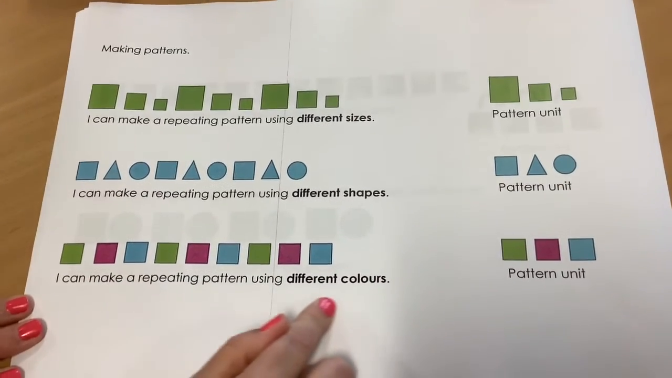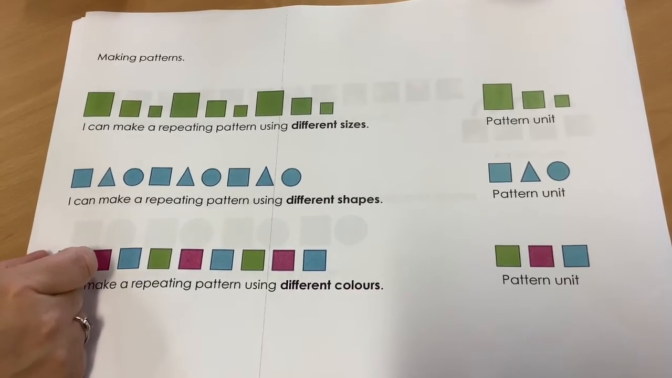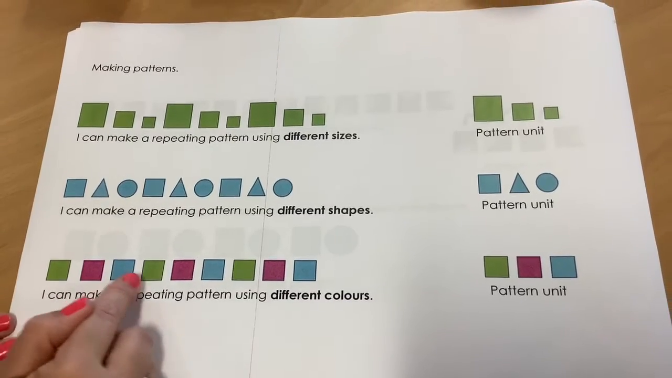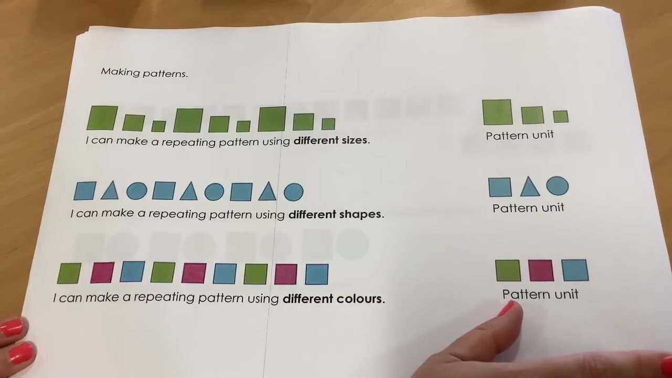And we can make repeating patterns using different colours. So again, the shape here is the same, squares, and it's the colour that changes: green, pink, blue, green, pink, blue. So our pattern unit is green, pink, blue, square.